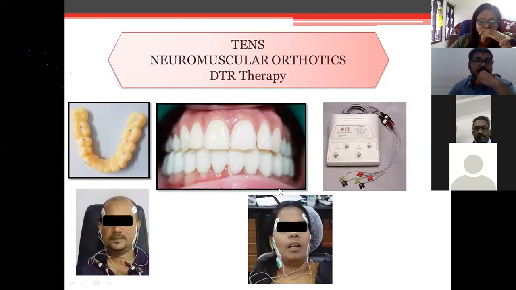So this one is the neuromuscular orthotic appliance. What we used to do, we used to TENS the patient. Like this is the one where we are tensing the patient. We TENS the patient, and the EMGs are connected for EMG readings. After tensing, we will record the bite. Then we will make an orthotic appliance, and we will deliver the orthotic appliance.